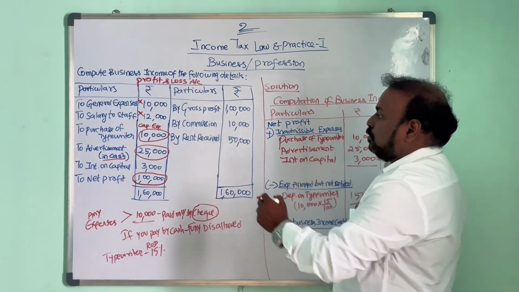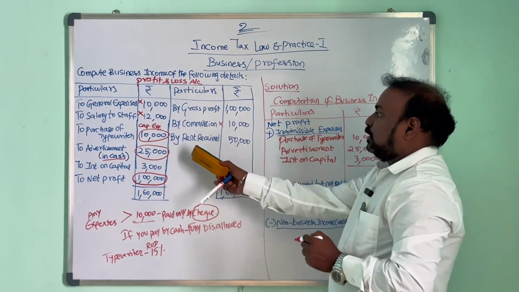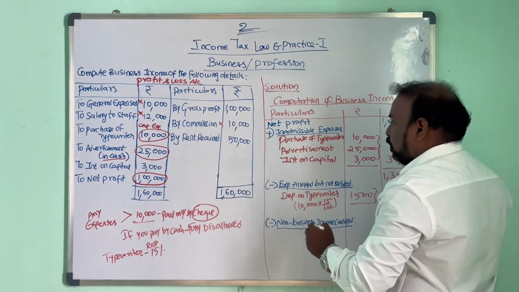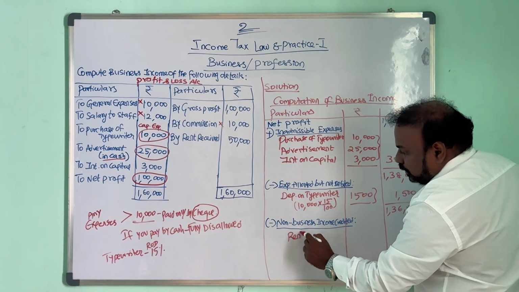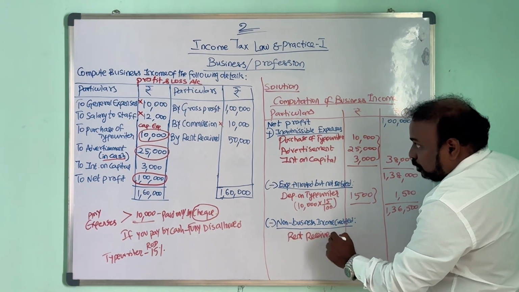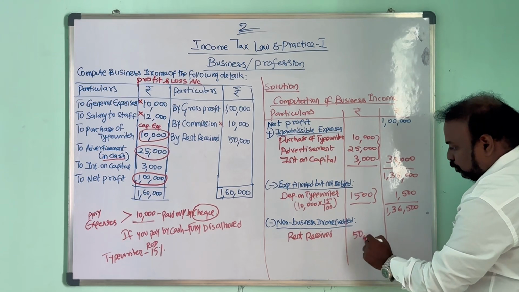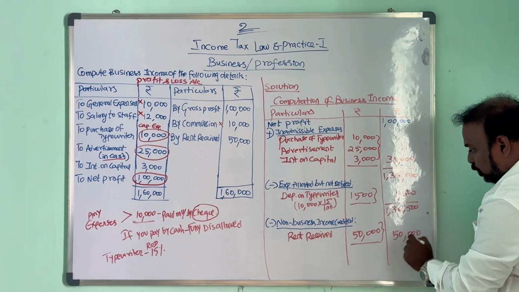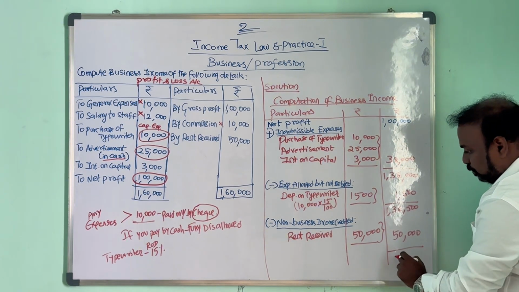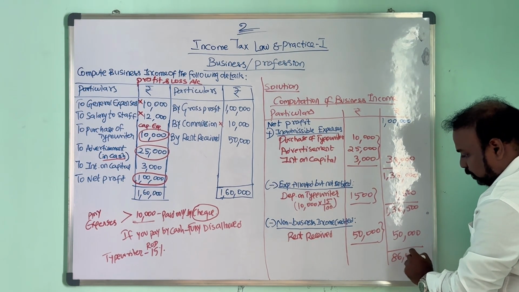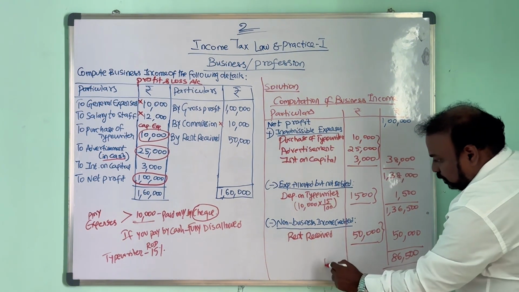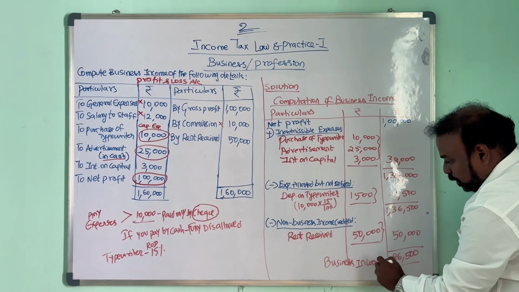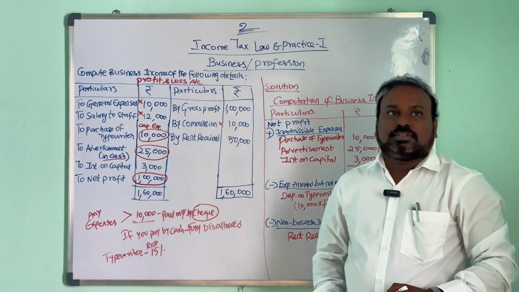Come to the credit side. Commission is a business income, that should not come here. Rent received belongs to income from house property. It is disallowed, non-business income. So write it here: rent received 50,000. That's it, so deduct 50,000. So 1,36,500 minus 50,000 becomes 86,500. This is the business income as per IT rules. Thank you.